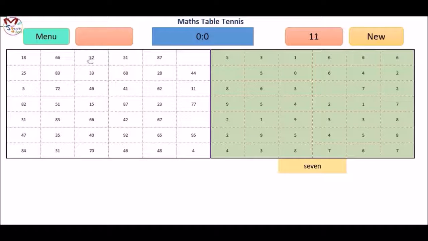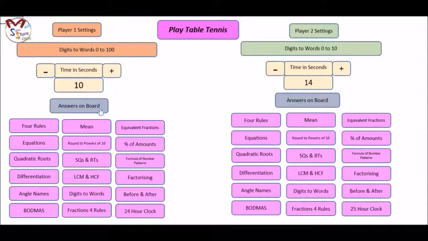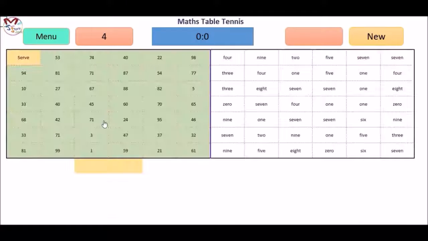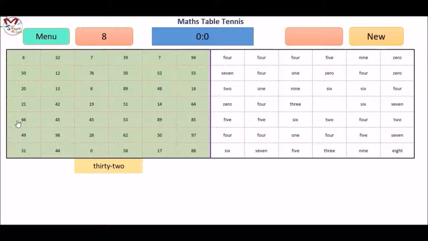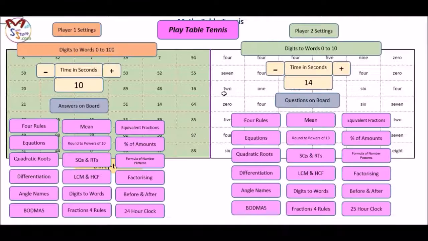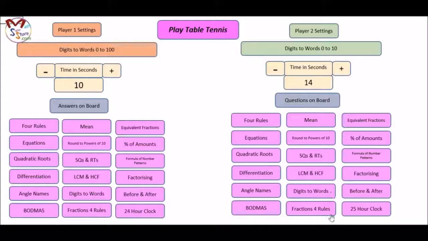And we play back and forth. Go back to the main menu. We can put the questions on the board. This will be the worded questions. So we serve. So now it's given 7. So we have to find the word 7. So hopefully you can see what's happening.